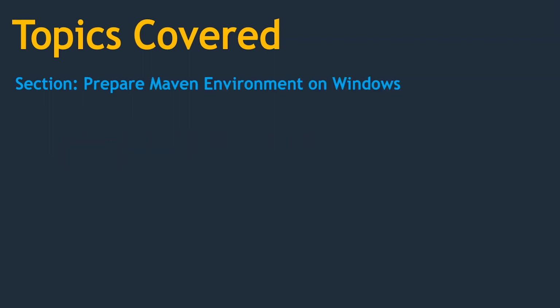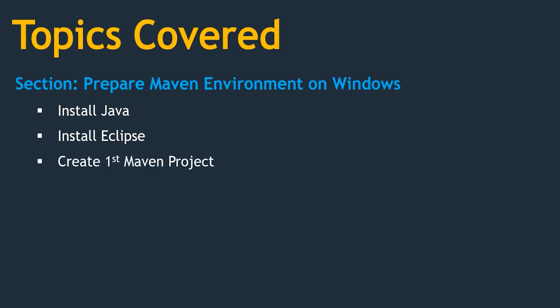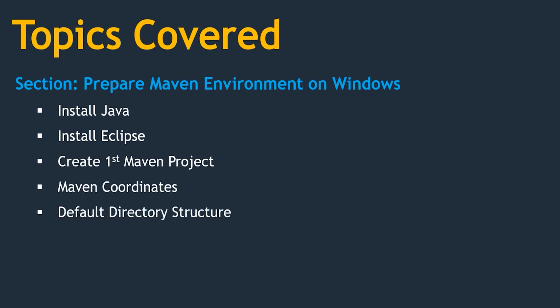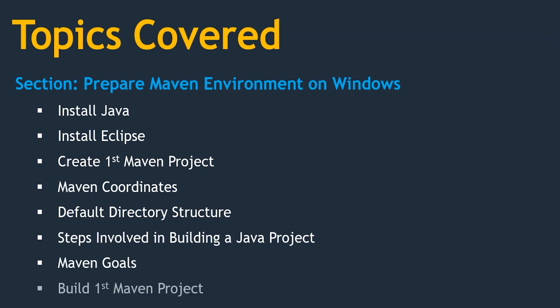In the next section we are going to prepare the Maven environment on Windows. Here we are going to see installation of Java and installation of Eclipse, and we are not going to install Maven separately. Why? Because whenever we install Eclipse, Maven comes by default. Next we are going to create our first Maven project and see Maven coordinates, the default directory structure of a Maven project, steps involved in building a Java project, next Maven goals, and at last building our first Maven project.